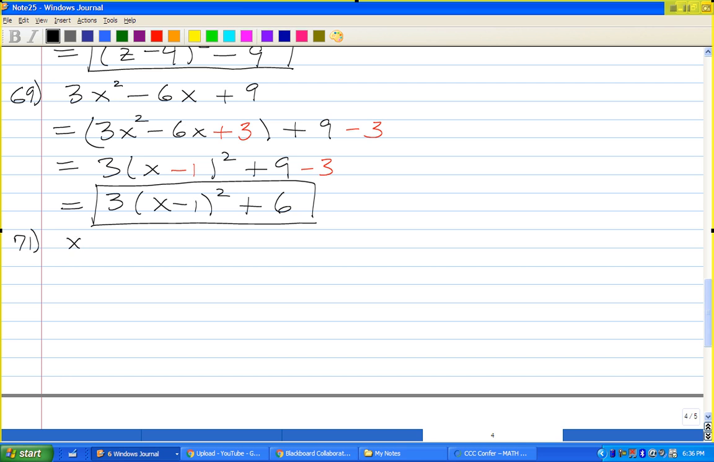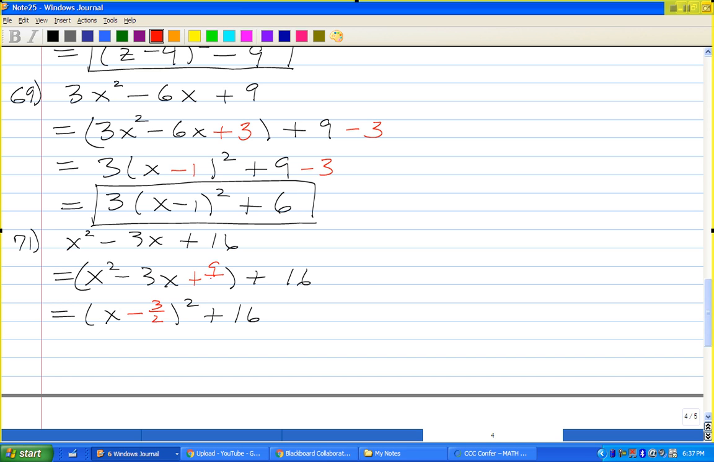x squared minus 3x plus 16. So I have x squared minus 3x plus 16. Since there's a 1 in front of the x squared, I'll take negative 3 divided by 2, which is negative 3 halves. Negative 3 halves squared is 9 fourths. So let me add and subtract 9 fourths.